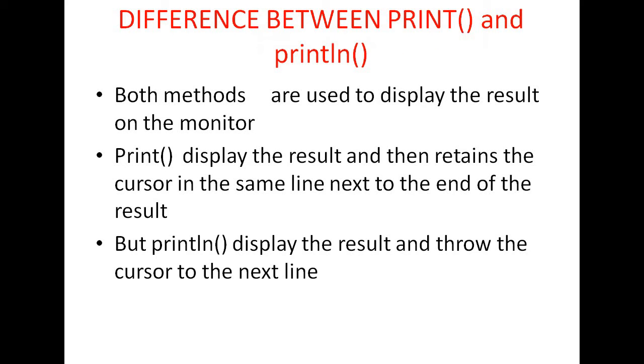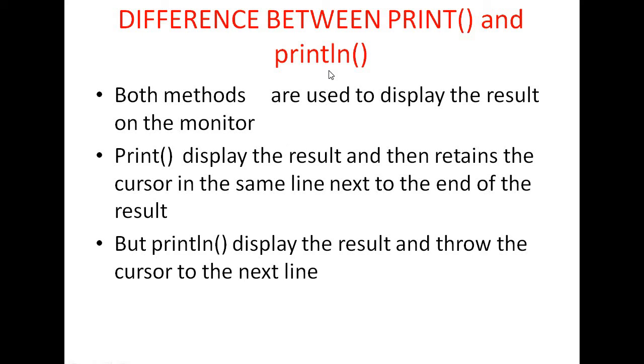Okay. Then what is the difference between the print method and the println method? System.out.println or System.out.print, both methods are generally used for printing purposes. So what is the difference between them? See, this ln is nothing but for next line. The print method displays the result and retains the cursor in the same line. But the println method displays the result and throws the cursor to the next line.